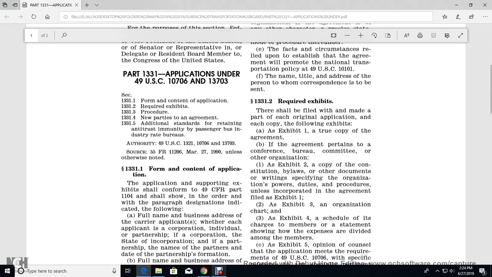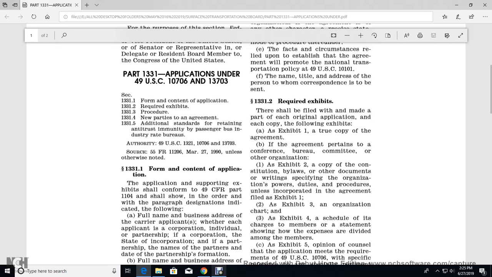1331-2 required exhibits. The applicant shall file with the original application, and each of the copies, the following exhibits. Exhibit 1, a true copy of the agreement that pertains to the conference, bureau, committee, or other organization. Exhibit 2, a copy of the constitution, bylaws, or documents in writing specifying the organization's powers, duties, and procedures, unless they are incorporated within the agreement.